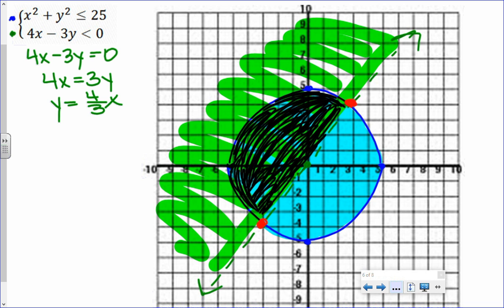Now, my graph is not perfect. I tried to graph a circle. It's circle-ish, but is it a perfect circle?